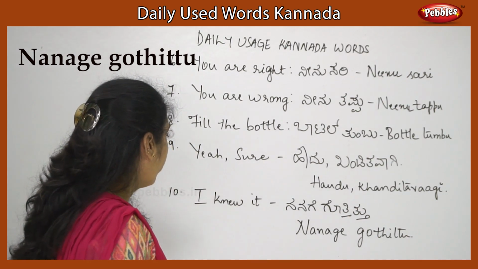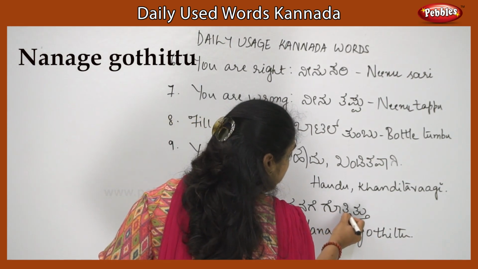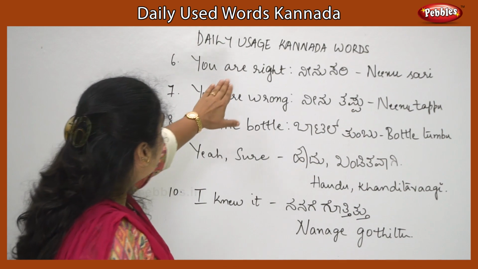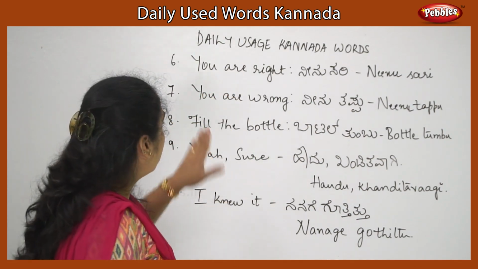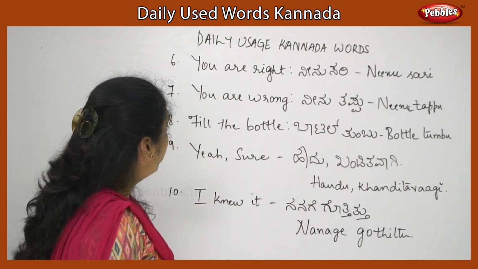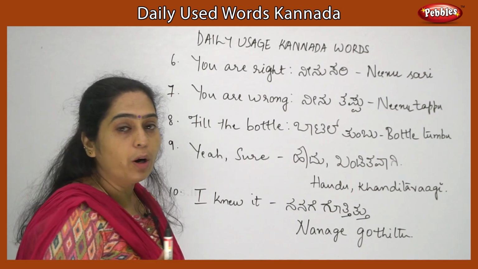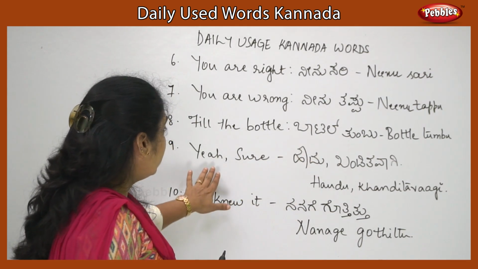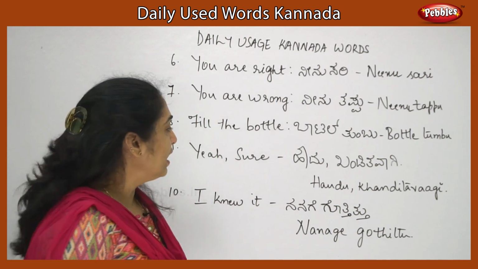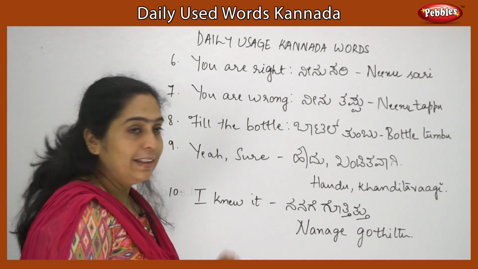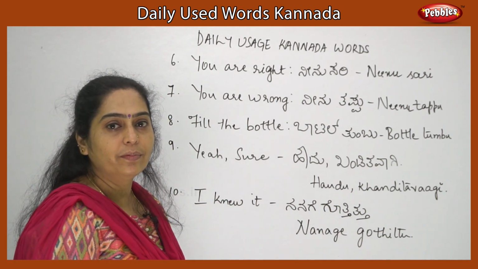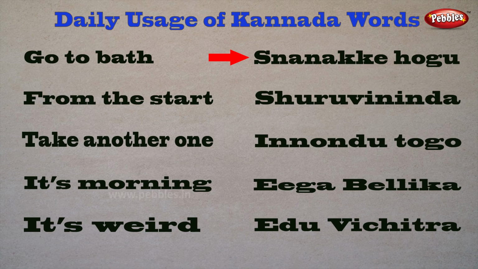Nanage gottittu. You are right is neenu sari. You are wrong is neenu tappu. Fill the bottle is bottle tumbu or tumbisu. Yeah sure, how do kanditavagi. I knew it, nanage gottittu. Go to bath, snanakke hogu.